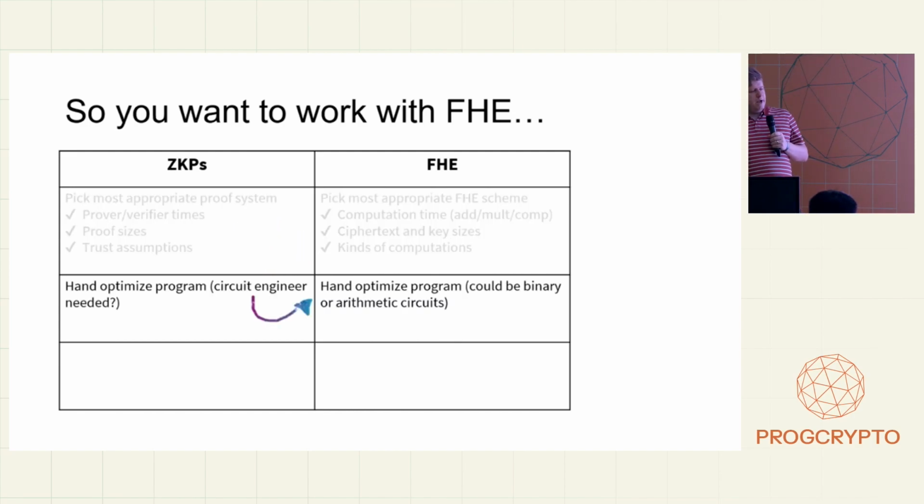So once you have chosen which scheme you're going to use, you then need to build a circuit with it. In ZK land, you would use arithmetic constraints or R1CS or something like that. In FHE, you build a circuit specific to the scheme you're using. So in BFV, you're going to have basically multiply and addition gates. In TFHE, you have these programmable bootstrap gates that perform bit operations.